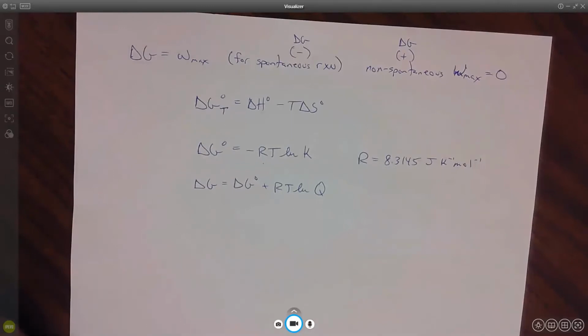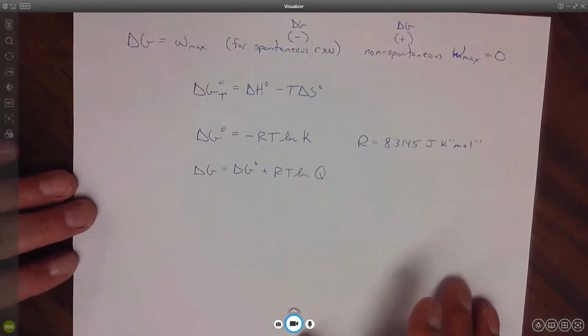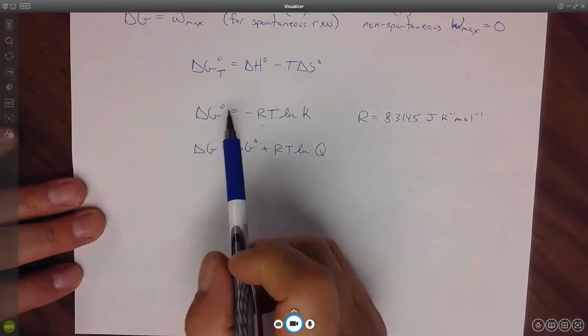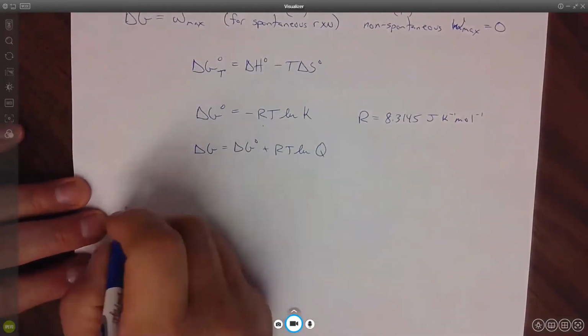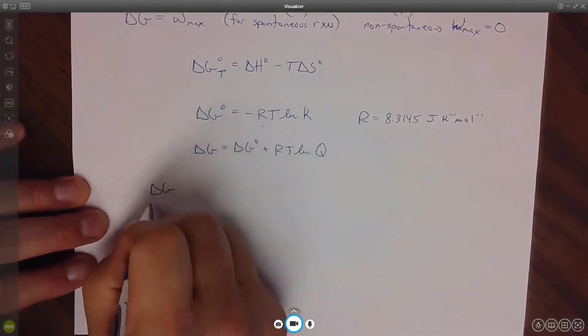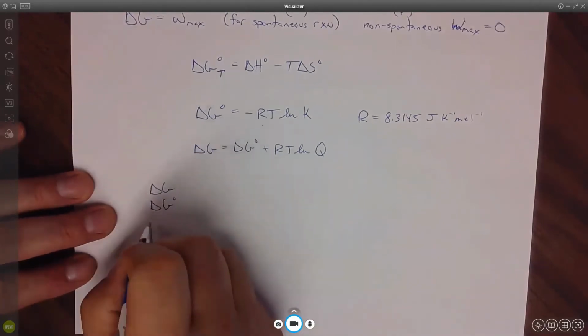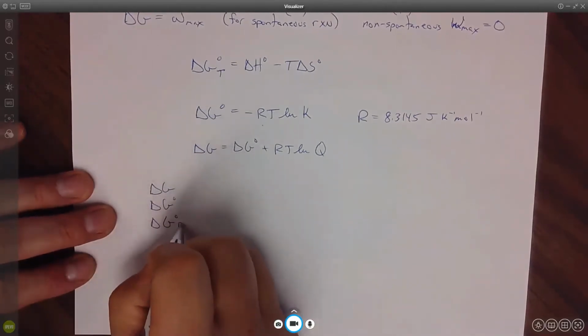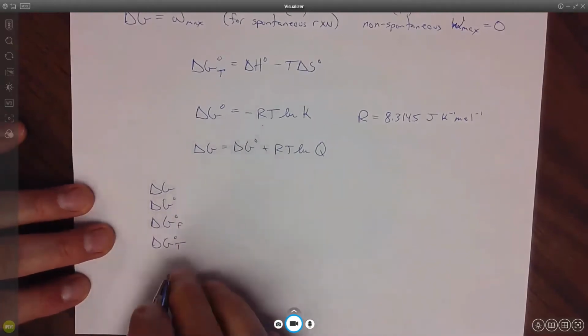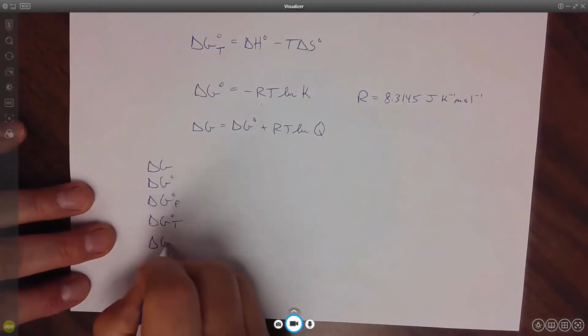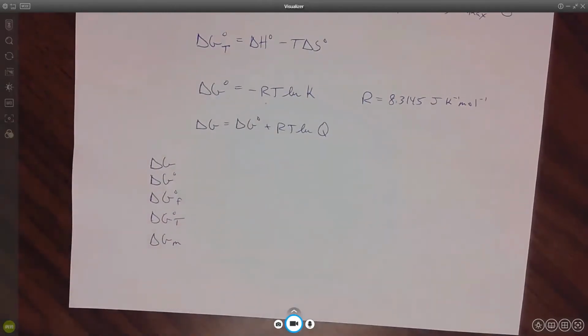Now, there are a whole bunch of ways to express G. I mean, right here, we see several different ways, right? I can write del G. I can write del G naught. I can write del G naught F. I can write del G naught T. And I can even write del G M. Each one of these means something very different.